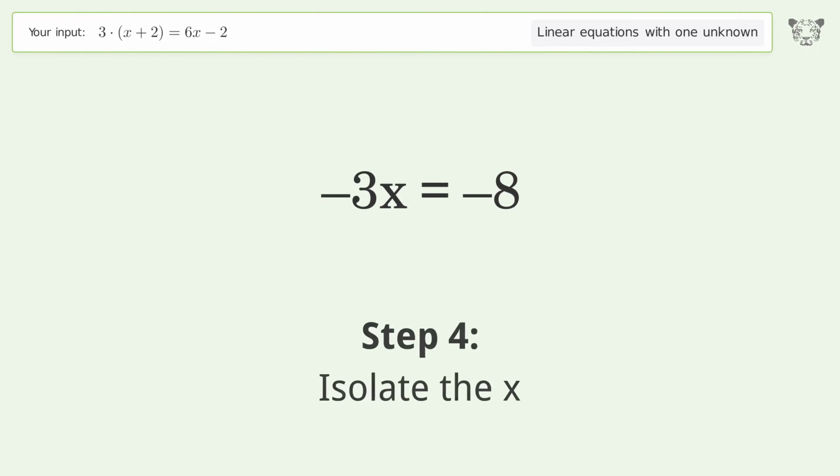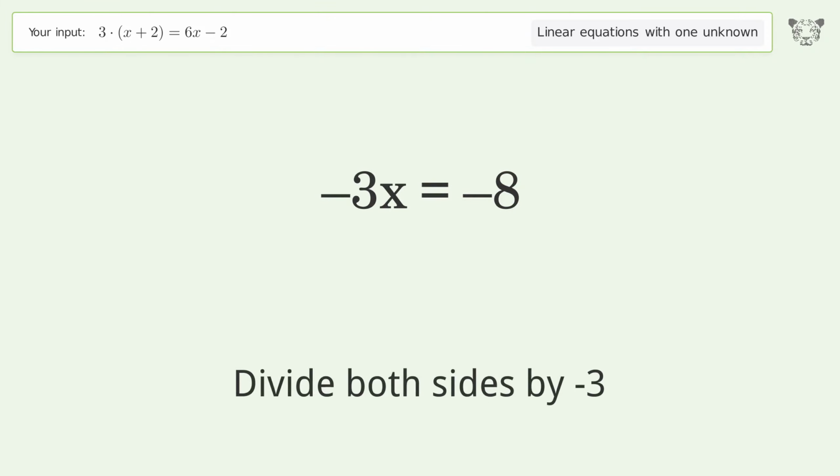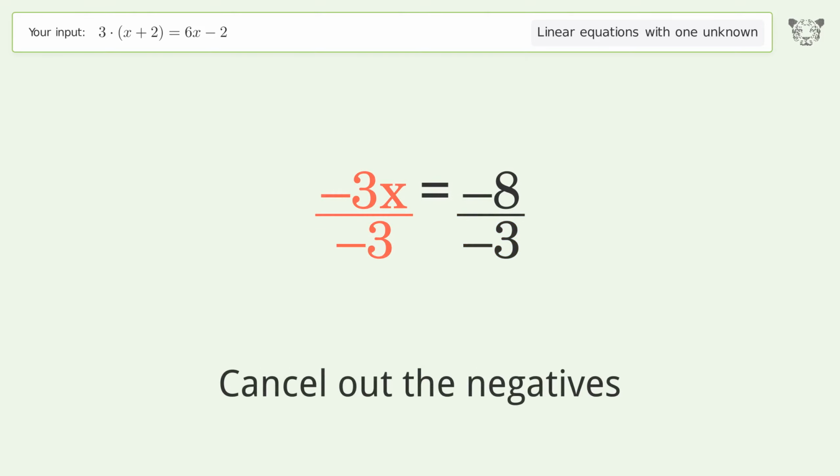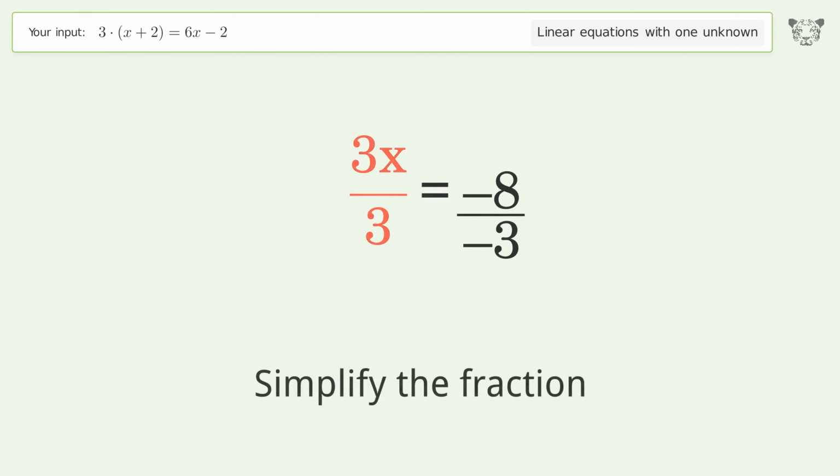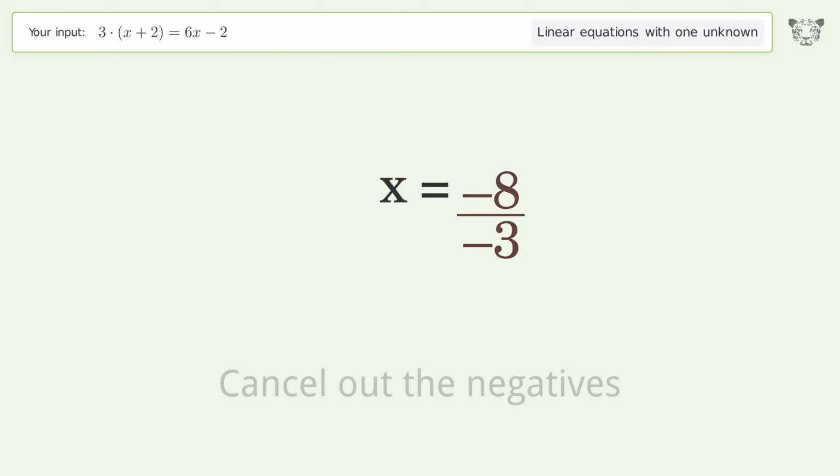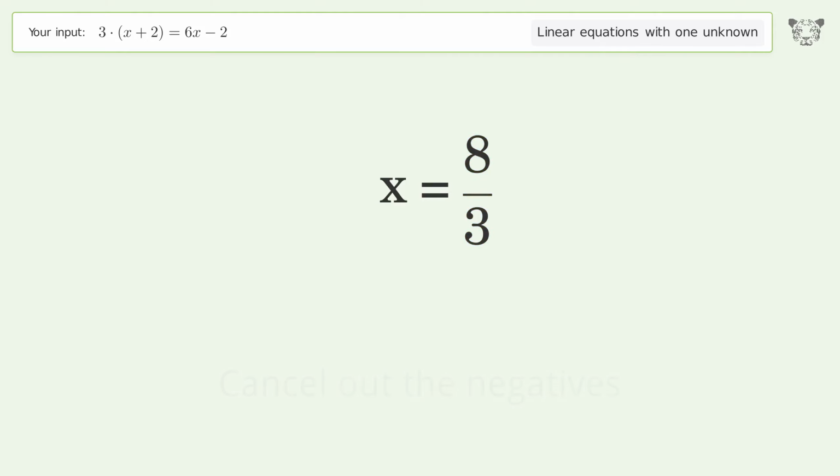Isolate the x. Divide both sides by -3. Cancel out the negatives. Simplify the fraction. Cancel out the negatives. And so the final result is x equals 8/3.